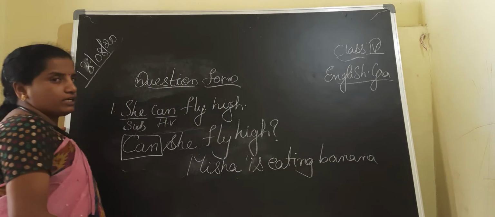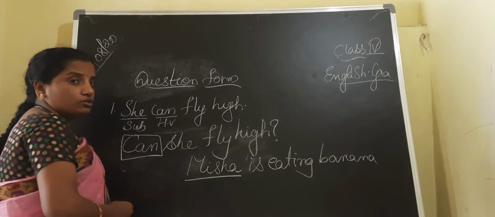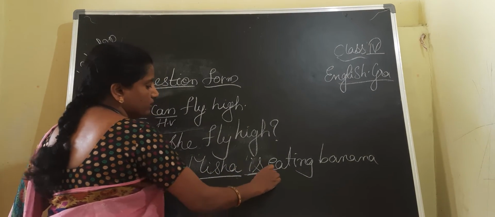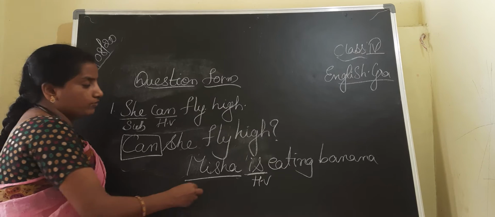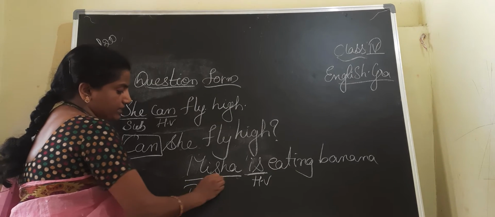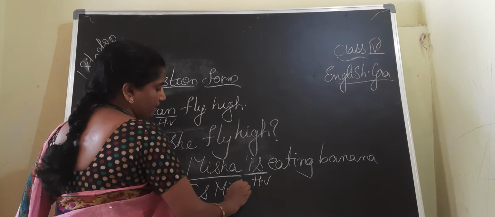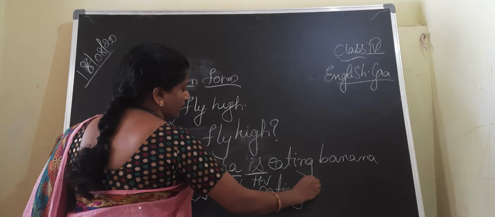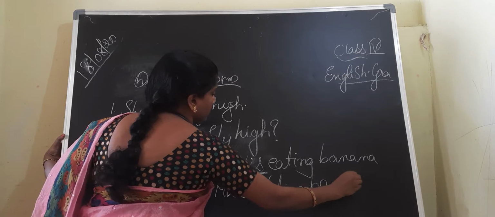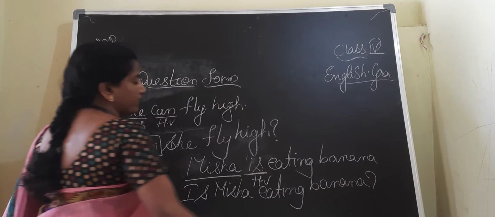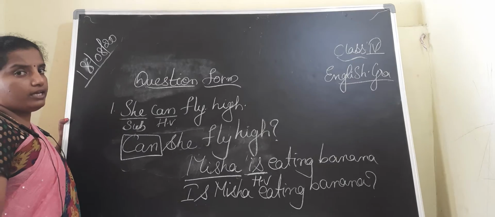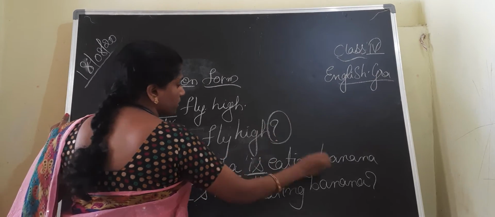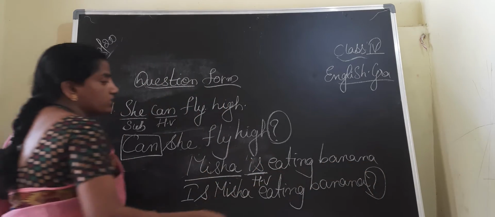Now if you see the statement, Misha is the doer of the action, whereas is is the helping verb. So we have to start the question with the helping verb. Is Misha eating banana? Is Misha eating banana? Keep the question mark at the end. You have to be very careful when you are writing the question form. You have to add the question mark at the end of the statement.